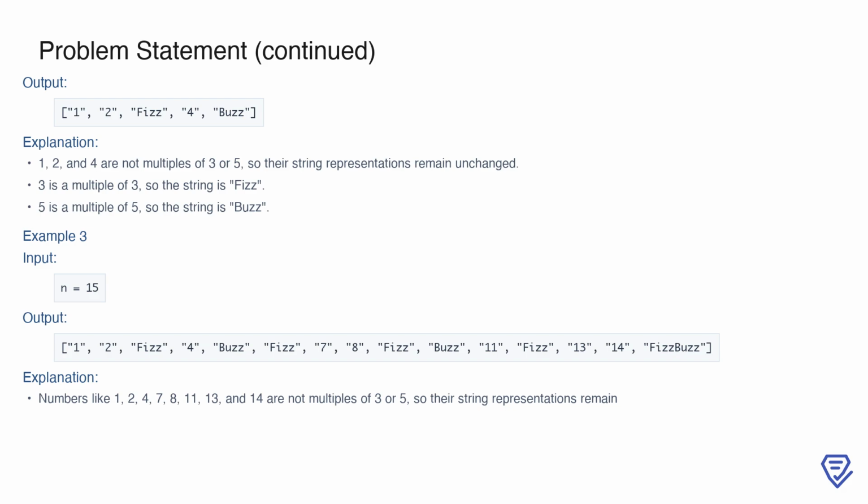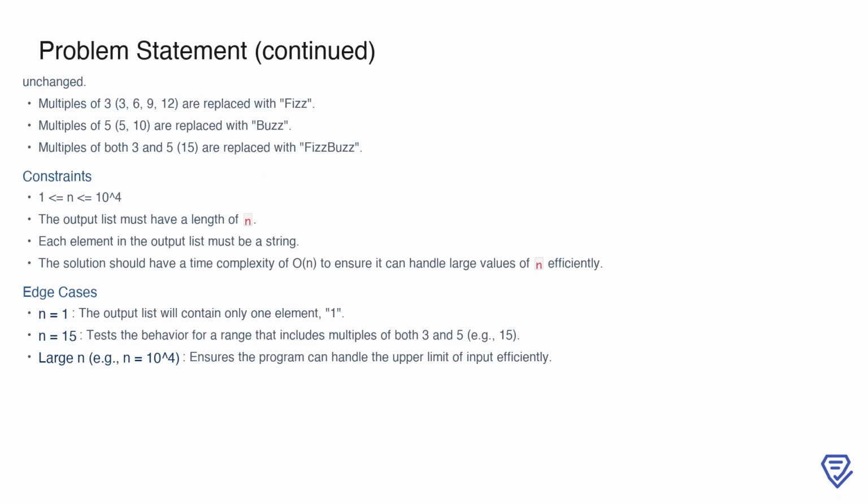Now, let's consider a more comprehensive example where n equals 15. The output list in this case is 1, 2, Fizz, 4, Buzz, Fizz, 7, 8, Fizz, Buzz, 11, Fizz, 13, 14, FizzBuzz. Here's the breakdown of the output when n equals 15. Numbers like 1, 2, 4, 7, 8, 11, 13, and 14 are not multiples of either 3 or 5, so their string representations remain unchanged. Numbers like 3, 6, 9, and 12 are multiples of 3 and are replaced with Fizz. Numbers like 5 and 10 are multiples of 5 and are replaced with Buzz. Finally, the number 15 is a multiple of both 3 and 5, so it is replaced with FizzBuzz.